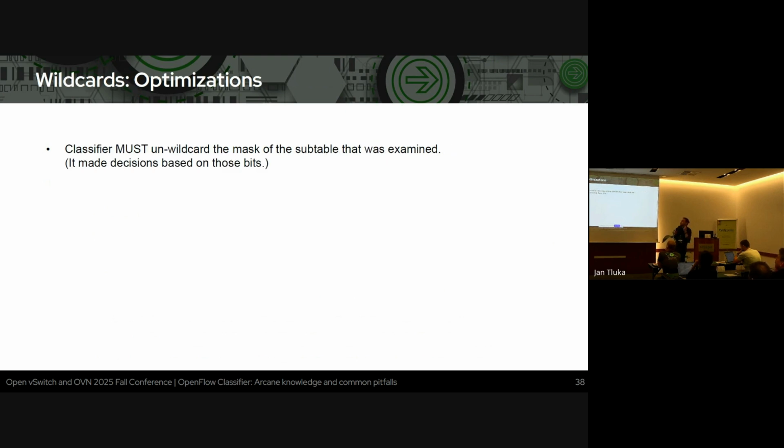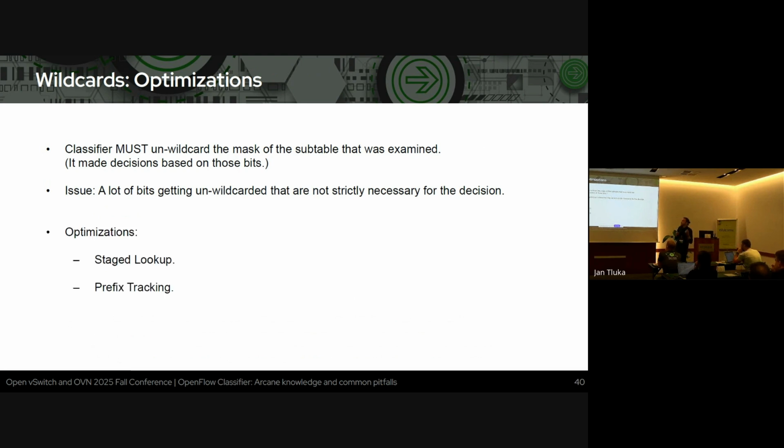But now we need to talk about optimizations. So we now know how the classifier works. Actually, it was pretty simple, as you saw. But the second part, the unwildcarding part, is that the classifier must unwildcard the mask of a subtable that was examined. So if we look at a subtable, we have to unwildcard all the bits in the mask for this subtable. The issue, of course, is that a lot of bits get unwildcarded even if they are not really needed in the mask, which is a problem.